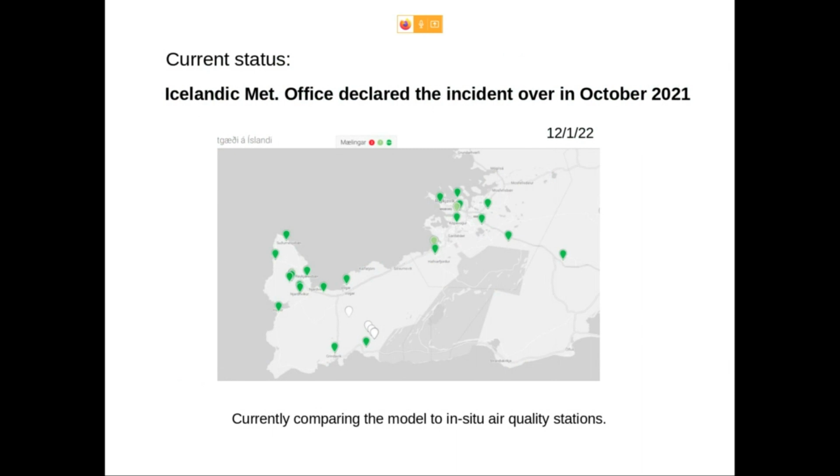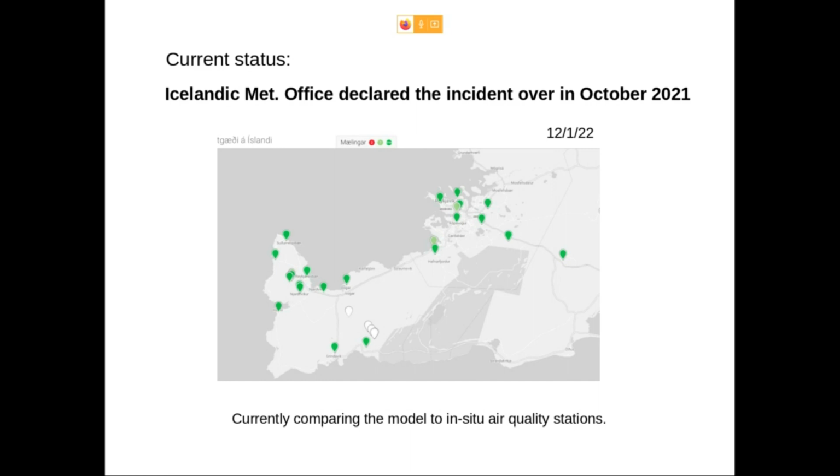And so this is my last slide, actually, but we did plan to install lots of air quality stations in Iceland in order to test the model, and that was getting well underway. But then towards September of last year, the events started to diminish in intensity, and by October, the Icelandic Met Office declared the incident over.